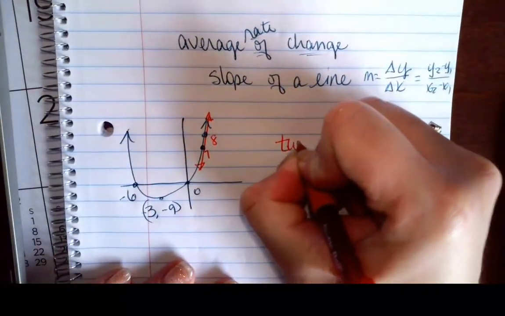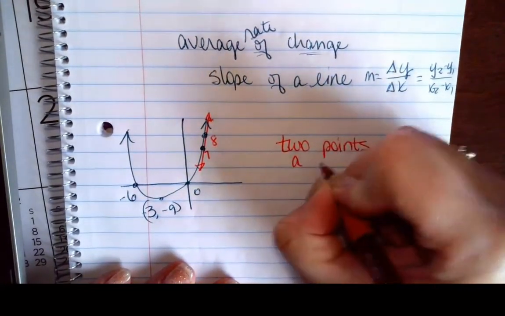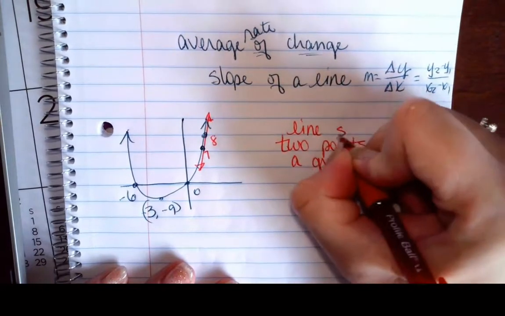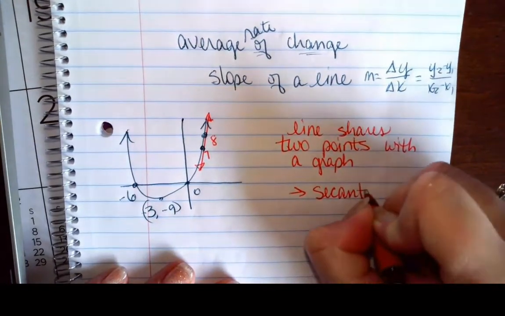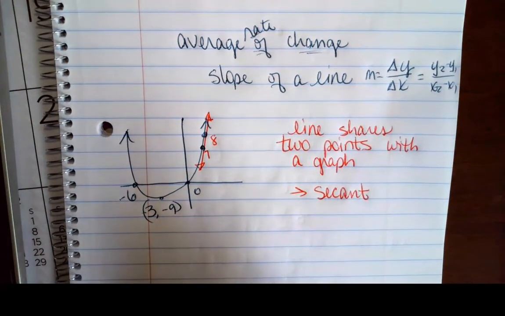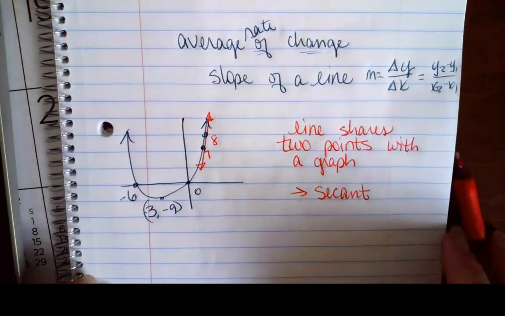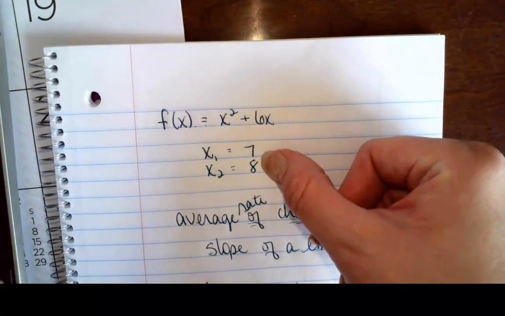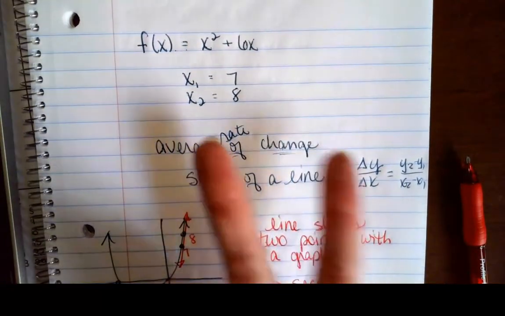So if a line shares 2 points with a graph, we're going to call it a secant line. Hopefully you remember from geometry that if a line shares 1 point with the graph, it's called a tangent line. Well, we're going to find a line that shares 2 points with our graph, and we're going to find the average rate of change. So what I'm looking for is this parabola, and I want the average rate of change between 7 and 8. Looking again at my slope, I need to have 2 points that both have x's and y's.